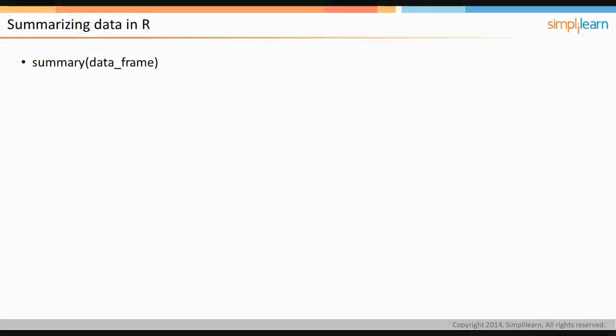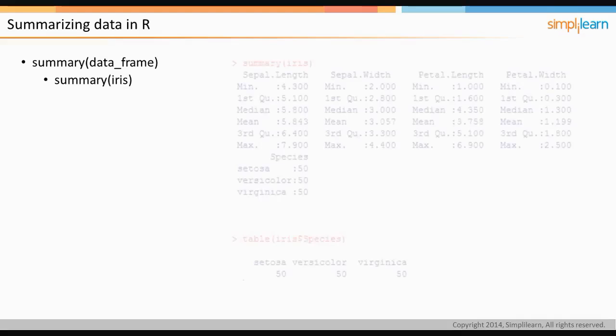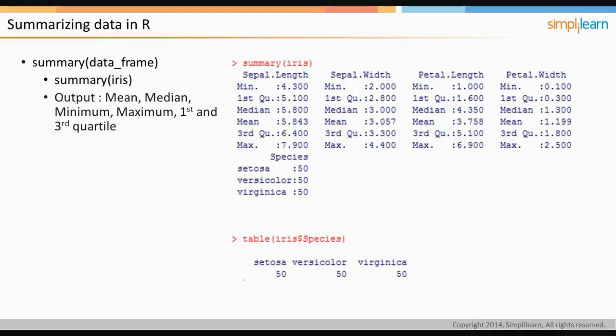The summary function is a generic function in R that displays summaries of data or models, as we will see in later chapters. The syntax is summary of dataset. As shown in the screenshot, the summary function displays the minimum value, maximum value, mean, median, and first and third quartiles of every numeric data. For categorical data, like species, it displays a table of the different values and their frequencies.